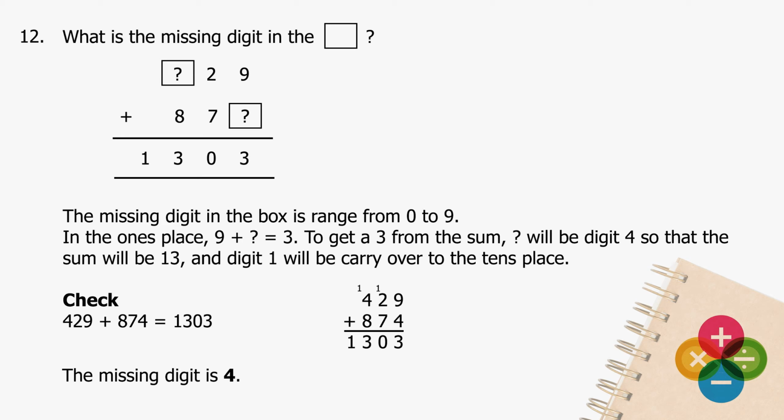Let us do a check on the answer. Add 429 to 874, and the sum is 1303. The missing digit is 4.